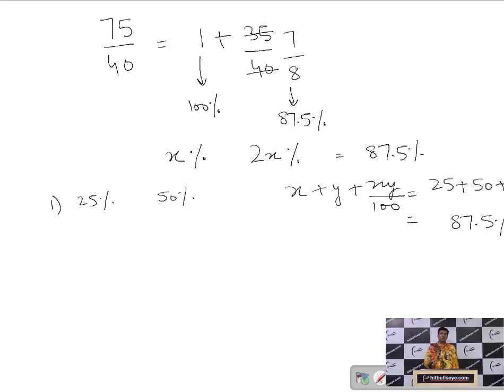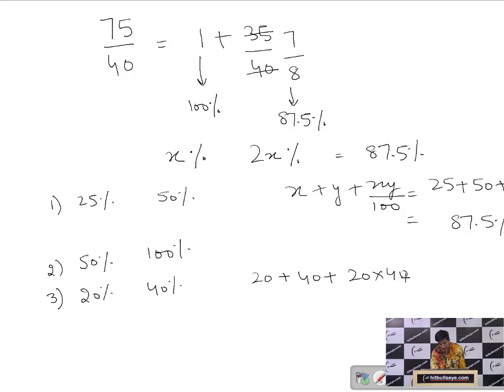Let's check one more option just to justify that this is our answer. So let's check a choice, say 50. So if the first percentage increase is 50%, second must be 100%. Now this cannot be our answer. Why? Because it is already 150%, way above the required 87.5. The third choice was 20%, so the second must be 40%.